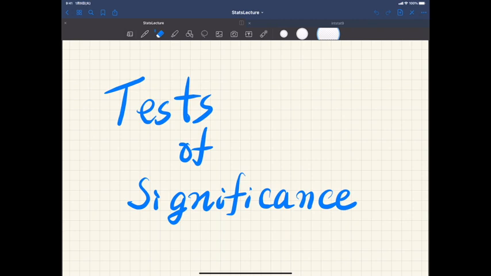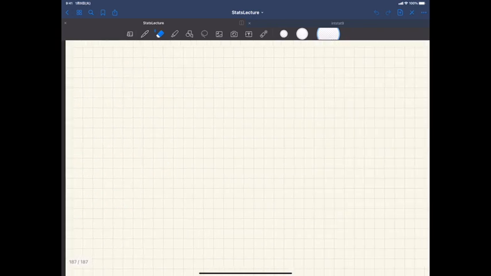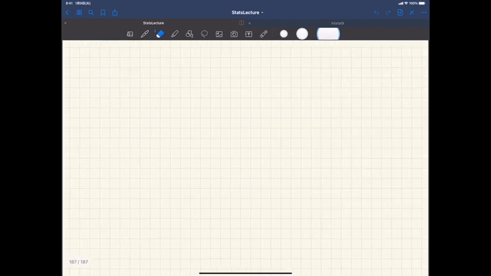Okay, today we start studying tests of significance. So this is a very typical statistical problem. Okay, let's start. In probability theory, we assume that we know all the information to calculate the probability.